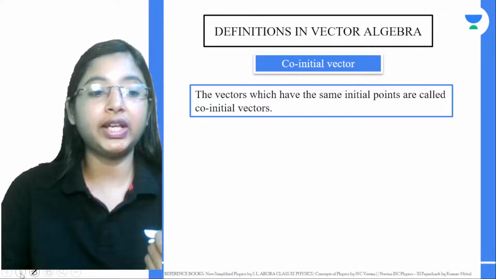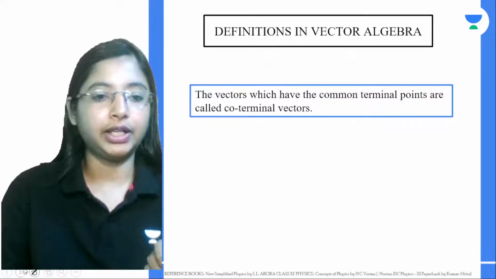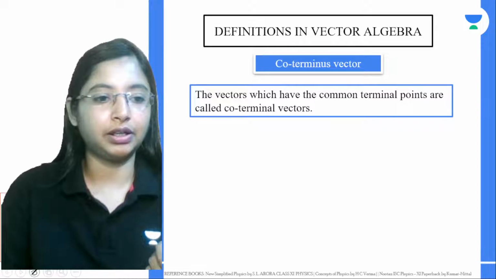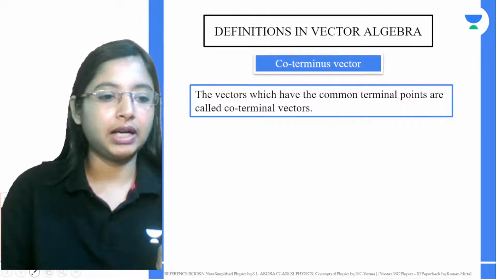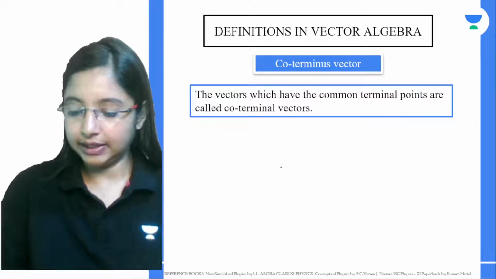Next is the co-terminal vector. Very simple. Think of a car starting somewhere.